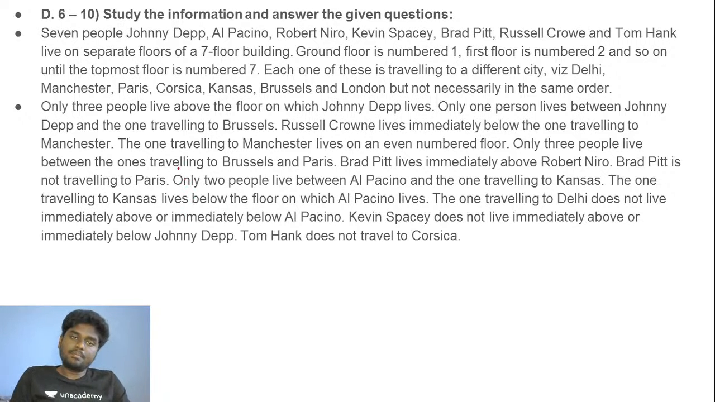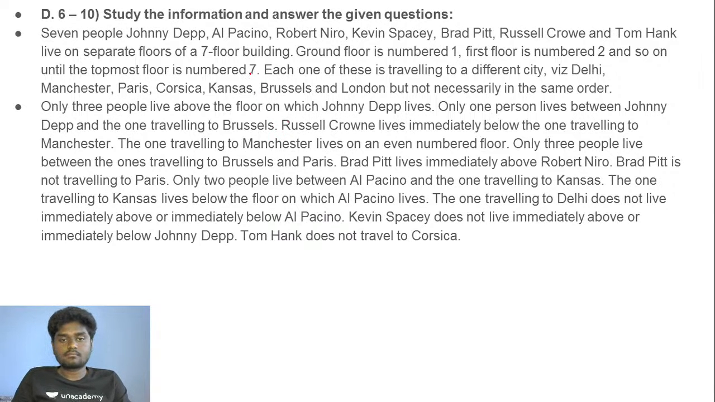So you have seven people, the famous Hollywood actors. You have their respective names: Johnny Depp, Al Pacino, Robert Niro, Kevin Spacey, Brad Pitt, Russell Crowe, and Tom Hanks. They live on separate floors of a seven-floor building, and the ground floor is number one. First floor it is number two, and so on until the topmost floor it is number seven.